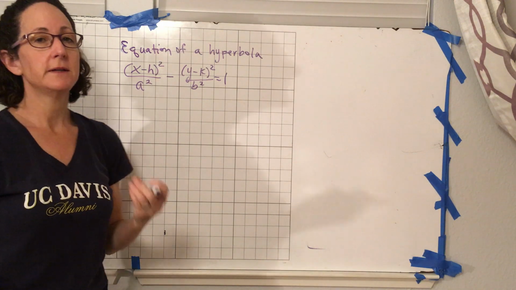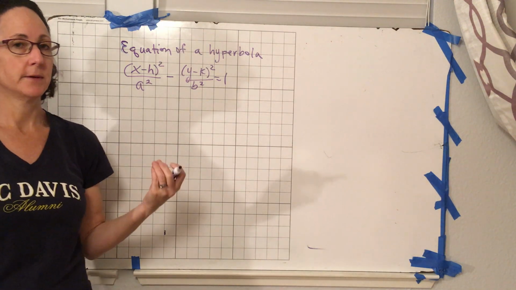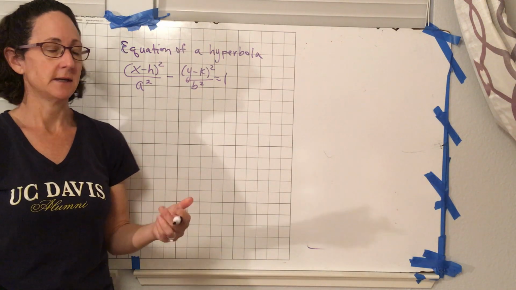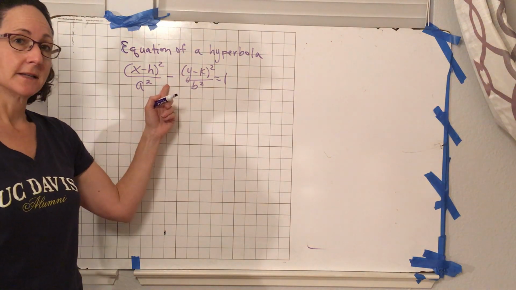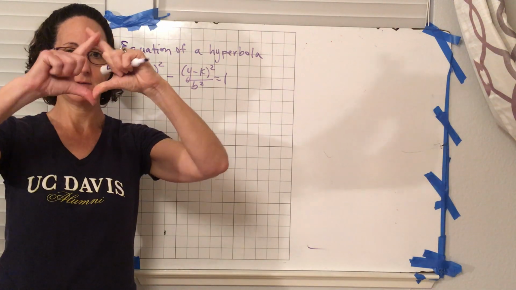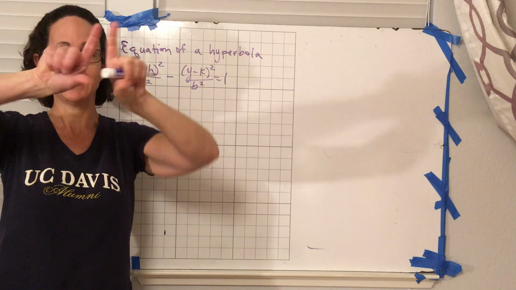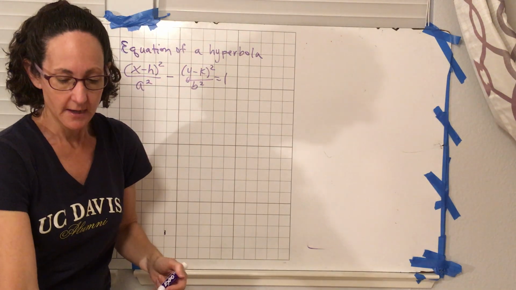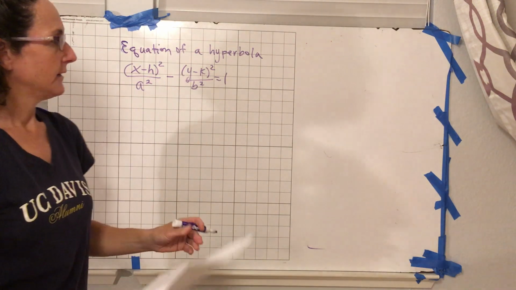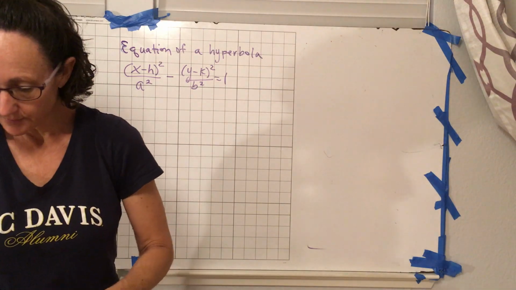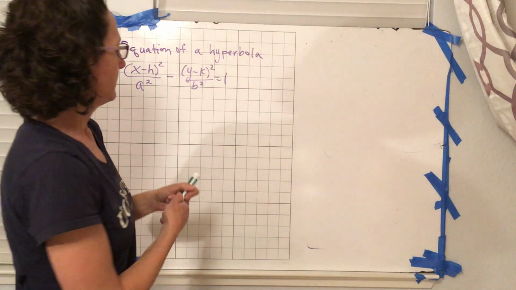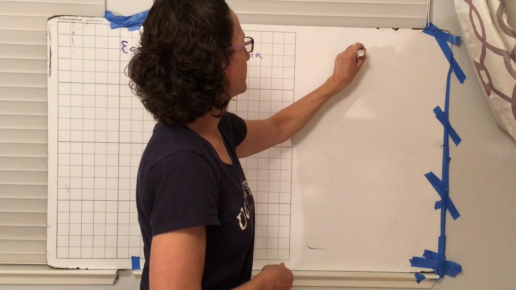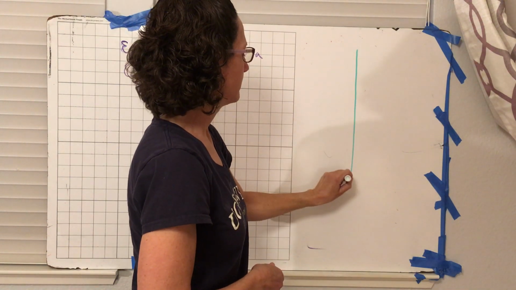The only difference between this hyperbola and the ellipses we've been studying is that this one has a minus sign, which takes the ellipse and flips it inside out. This one we're going to carefully draw out. I'm not doing this one on graph paper, I'm just going to draw it over here. So I'm going to draw my axis.